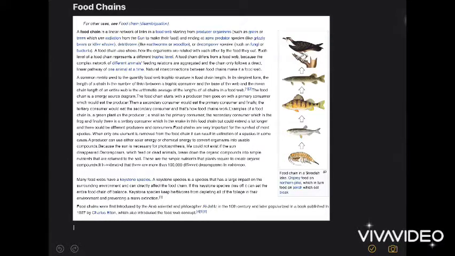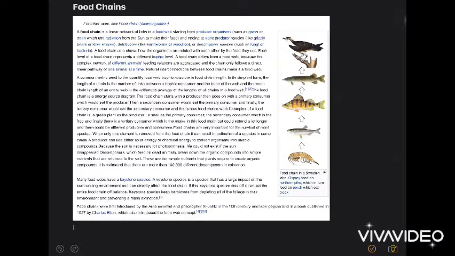A common metric used to quantify food web trophic structure is food chain length. In its simplest form, the length of a chain is the number of links between a trophic consumer and the base of the web. The mean chain length of an entire web is the arithmetic average of the length of all chains in a food web.